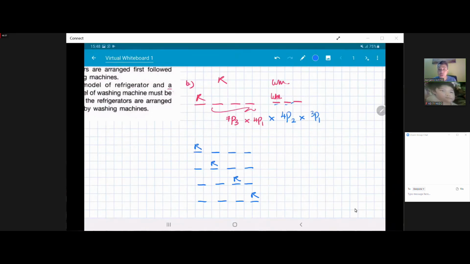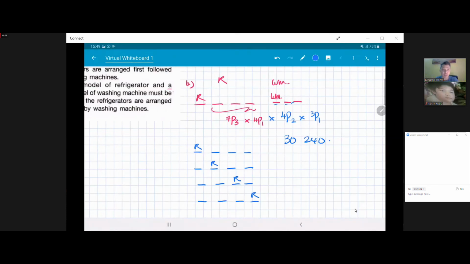You got to check your answer again. You multiply everything, then you get your answer. So your answer here should be 30,240. Okay, 30,240. Can you understand? So the red one is for the refrigerator, the blue one is for the washing machine. A similar concept. Are you clear? Any problem?